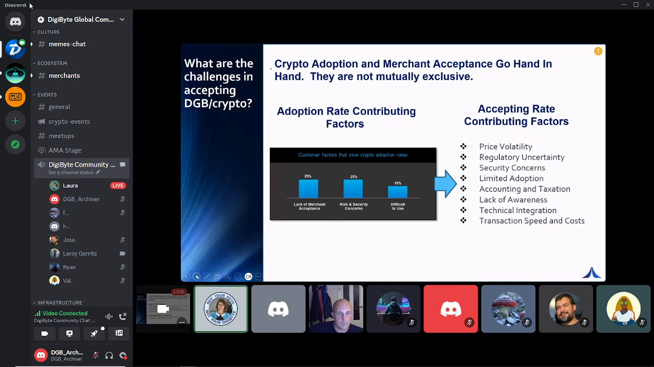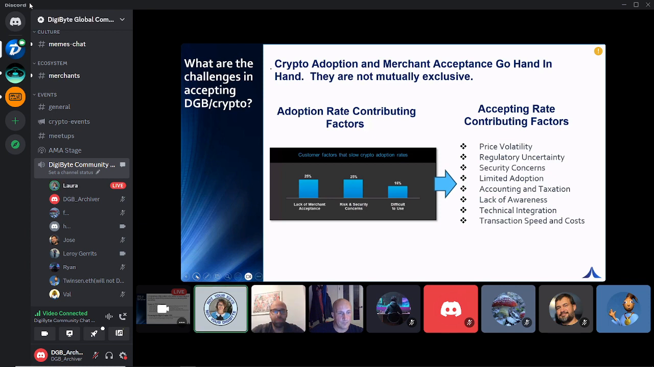And then difficult to use. This has been that same theme throughout what we've been talking about: if it's not easy to use, it's just not going to be used. But we've got the price volatility as well. So you might be able to accept something, but if that can do a 20% swing in a day, what does that mean for that merchant, right?